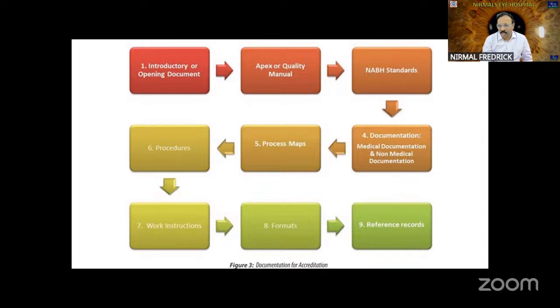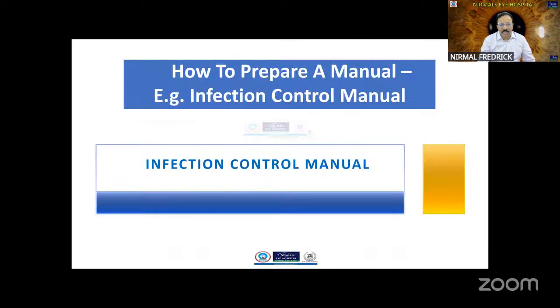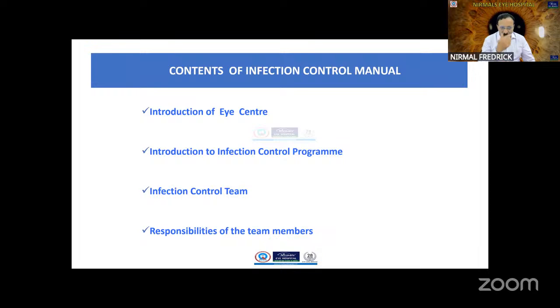So these are based on certain formats. And all of them, you need to have certain references. You can't write your own document and say this is the best. So this has to be based on the references. So this is a way of preparing a manual. Since all of us have an infection control manual, I'll take that chapter to tell you something about how to write a manual. So basically, contents of infection control manual.